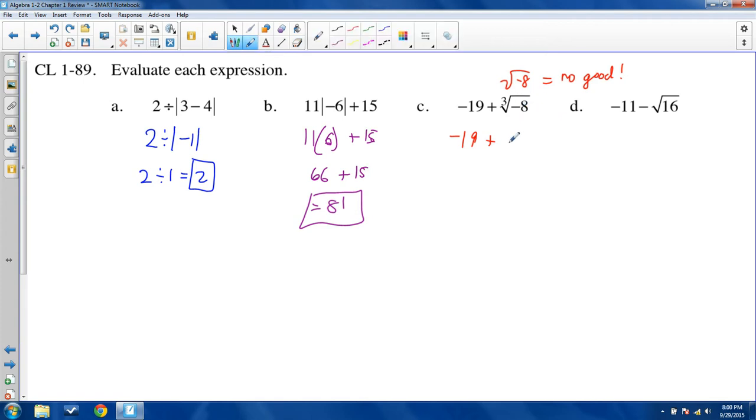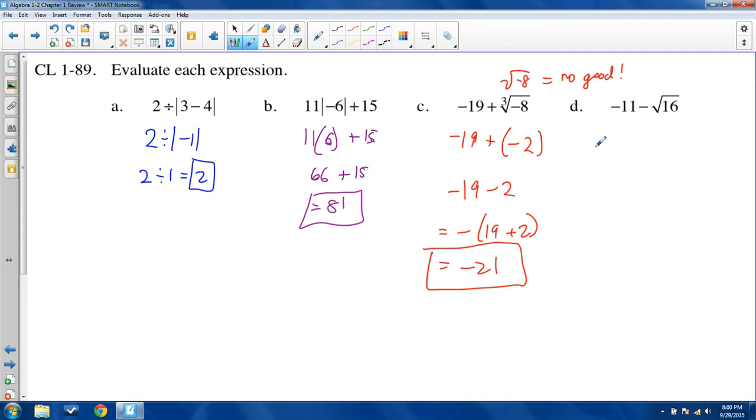So really, I already know this number is going to be negative. I have to figure out what the cube root of 8 is now, basically. And that one's 2. 2 times 2 times 2 is 8. So this becomes negative 19 minus 2, which is the opposite of 19 plus 2, which is 21. So that's negative 21.